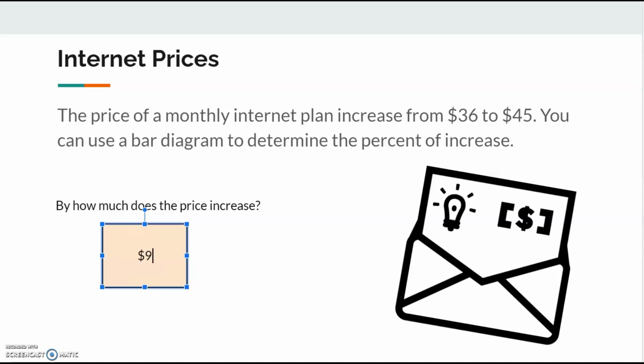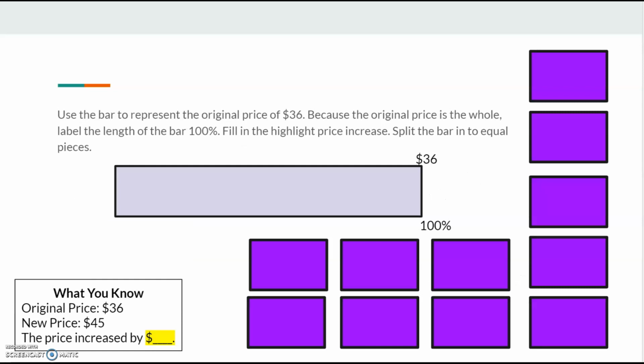So our next problem says, use the bar to represent the original price of $36. Because the original price is the whole, label the length of the bar 100%. So that's already labeled for you. Fill in the highlighted price increase. Split the bar into equal pieces. So what am I going to do? Well, let's see if I can just move pieces in to figure this out.